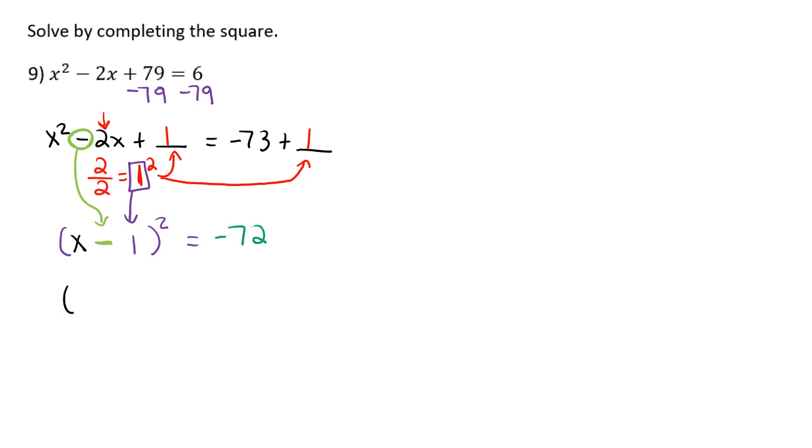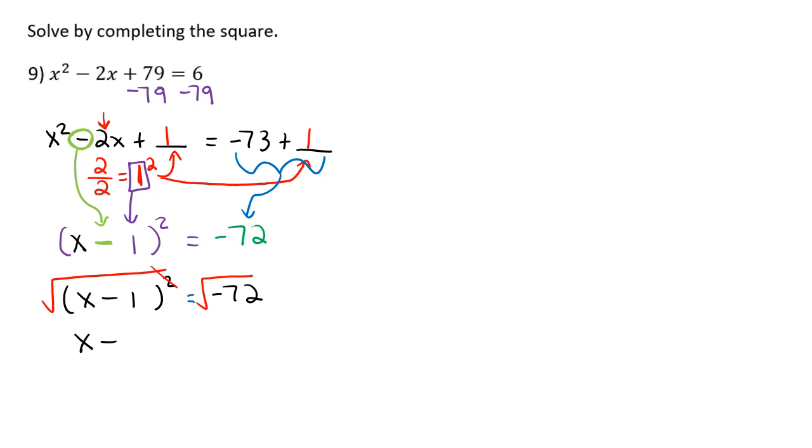Once again, I'm going to rewrite this because I have arrows going everywhere, and I don't want to get it all cluttered. So we have (x minus 1) squared equals negative 72. All right, so now we're going to get rid of this square by square rooting both sides of the equation. So we're going to have x minus 1 equals plus and minus the square root of negative 72, because we square rooted both sides of the equation.